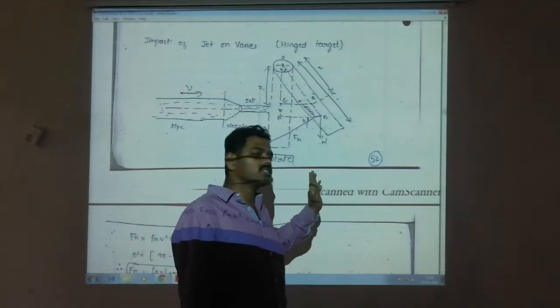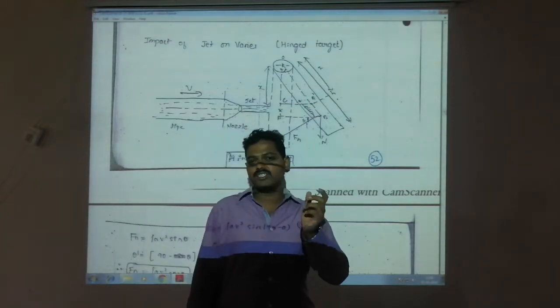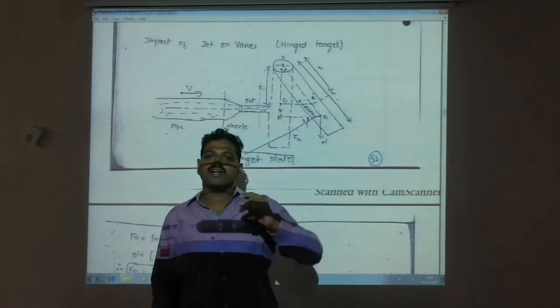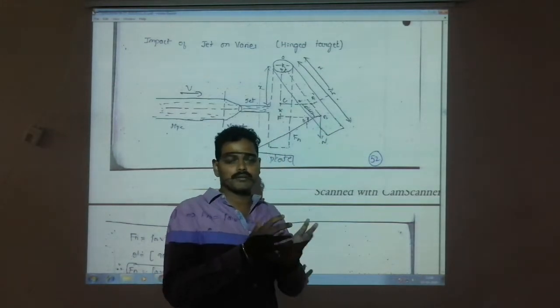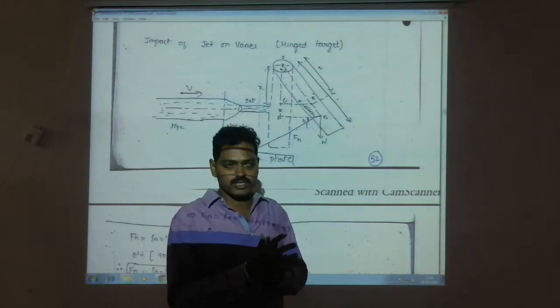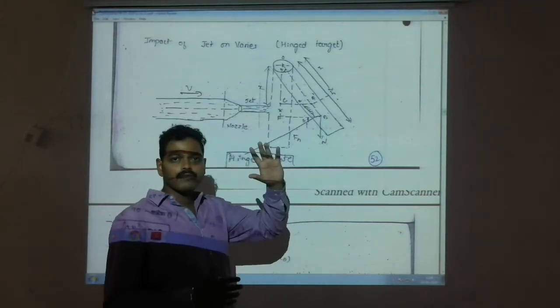So what you have in the hinged target, the name itself says it's hinged. It is nothing but one end is fixed and the other end is free. So we have to find out what force is going to take place, what the impact is going to be. To know that, here we have a derivation.